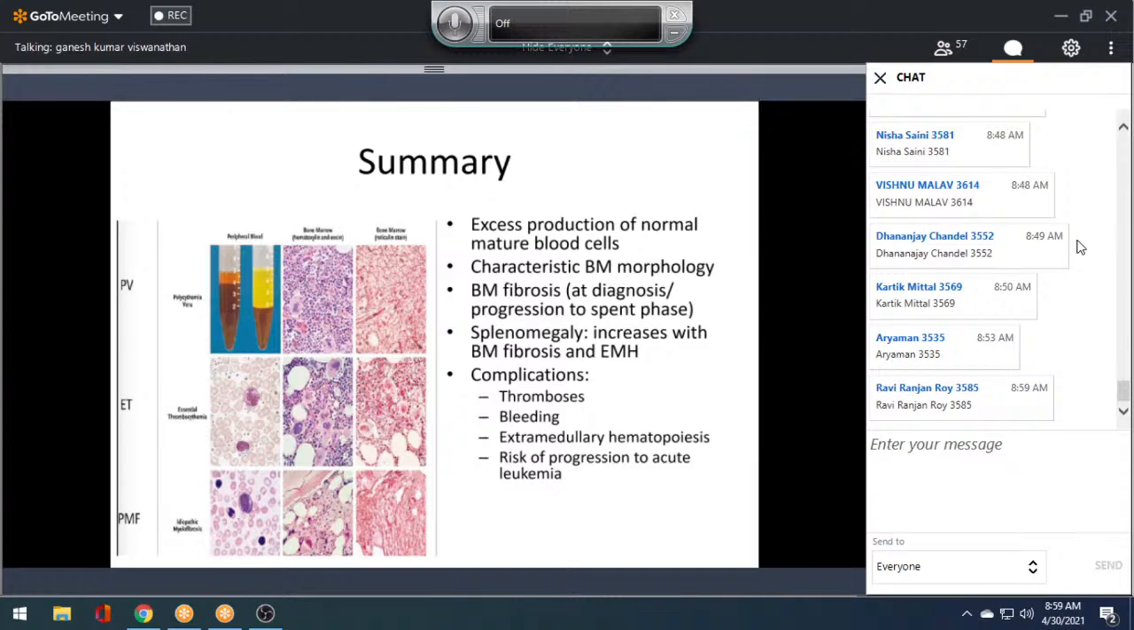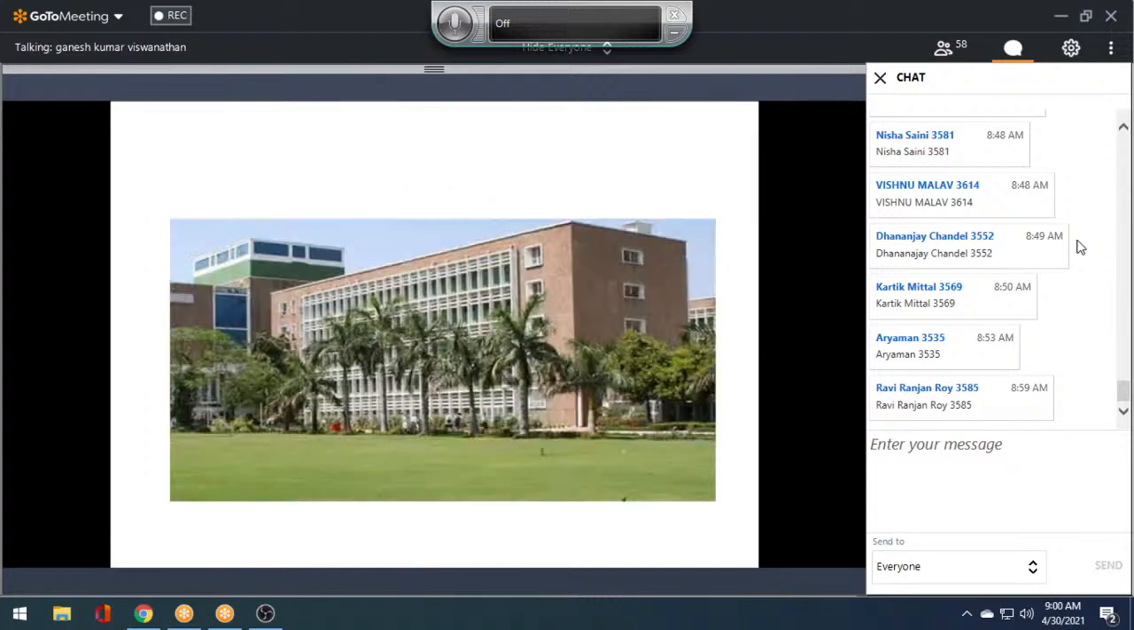So in summary, all these myeloproliferative neoplasms result in excess production of normal mature blood cells. Bone marrow helps in the diagnosis of all these conditions. They have characteristic bone marrow morphological pictures, especially the megakaryocyte morphology. Fibrosis can occur in all these cases, especially in primary myelofibrosis. Splenomegaly is a consistent feature which needs to be examined in all suspected cases. And all of these have complications ranging from thrombosis and bleeding to progression to acute leukemia.